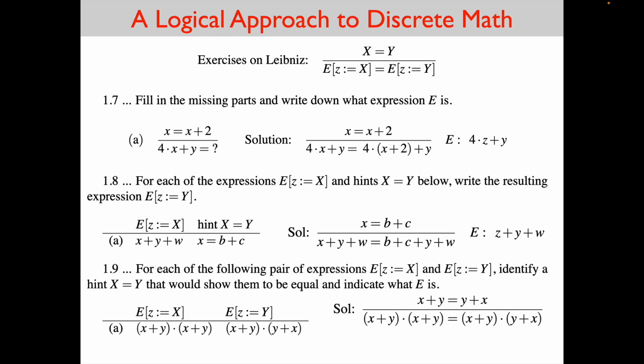And now what do you think the expression e is? See if you can determine what the expression e is for this. I hope you got that e is parentheses x plus y close parentheses times z. And here again you can verify this by taking z replaced by x plus y in the one case and z replaced by y plus x in the other case. Okay, so those are some exercises on Leibniz.